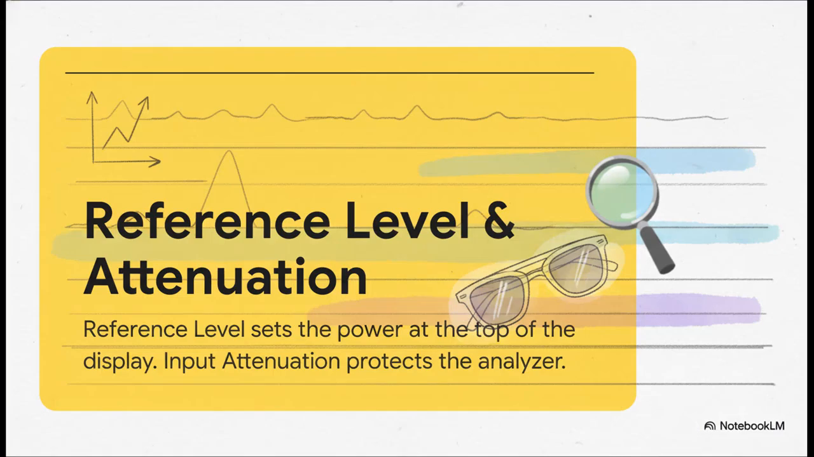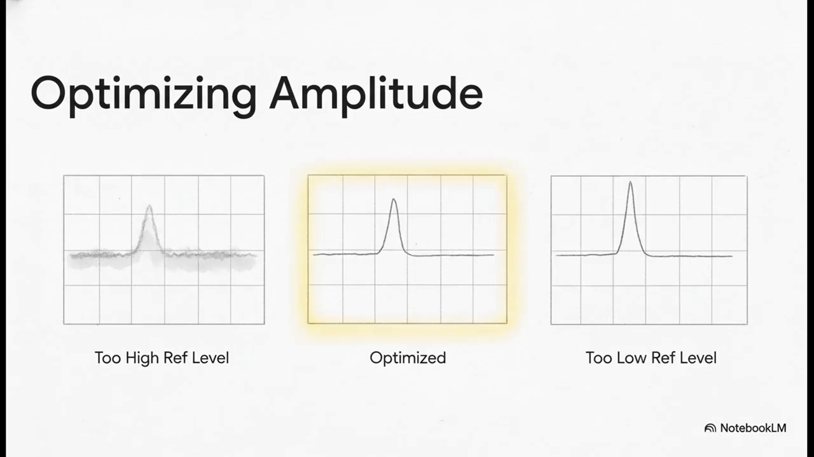So, our key controls here are the reference level and input attenuation. The reference level just sets the power value for the very top line on the screen. It lets you shift the whole view up or down. But input attenuation is just as critical. Think of it like a pair of sunglasses for the analyzer. It protects its sensitive guts from really strong signals, and it also helps optimize the whole measurement range. You know, getting this right is really a balancing act.